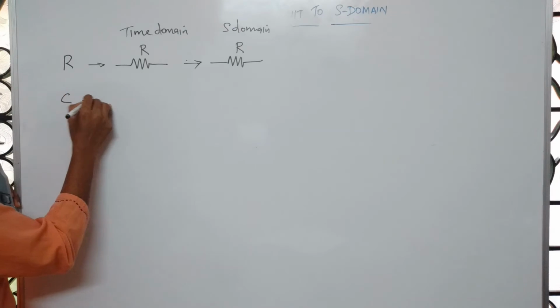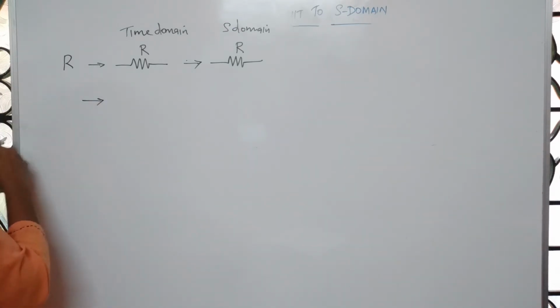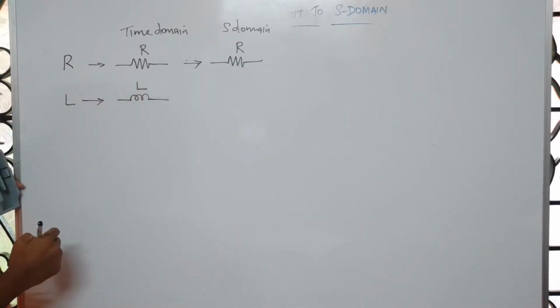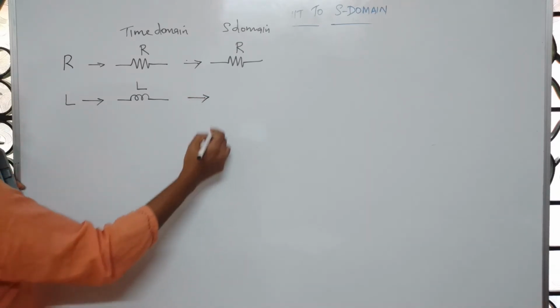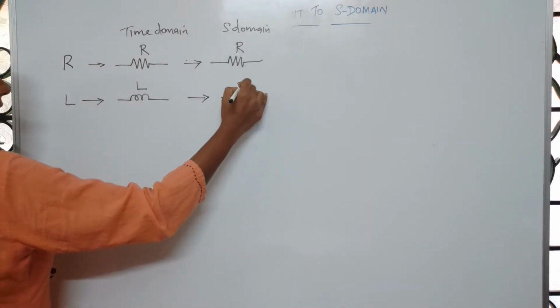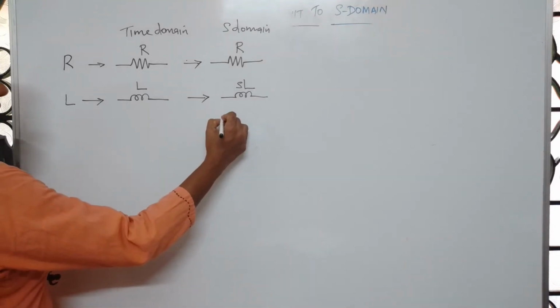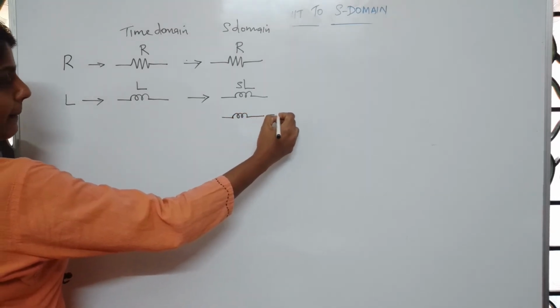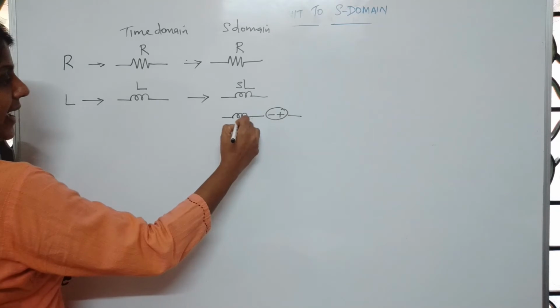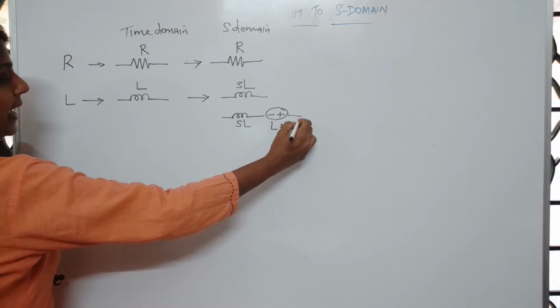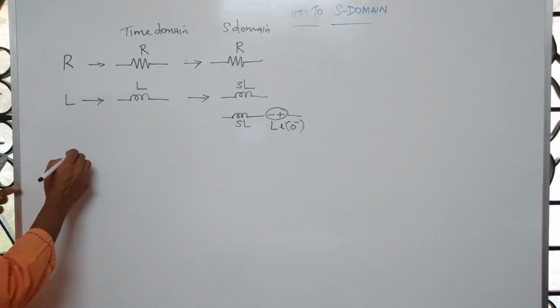Now we will take the inductor. An inductor having value L in time domain is represented by s into L in S domain if no initial conditions are present. If the initial condition is given, then it will be sL in series with a voltage source having value equal to L into i(0-).